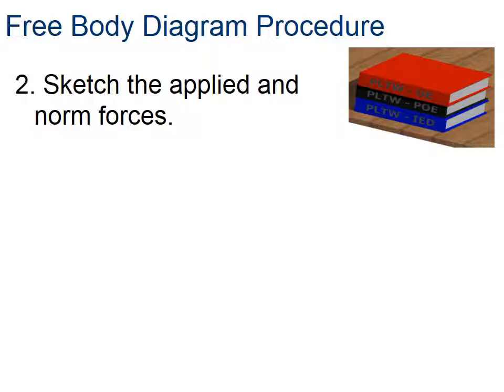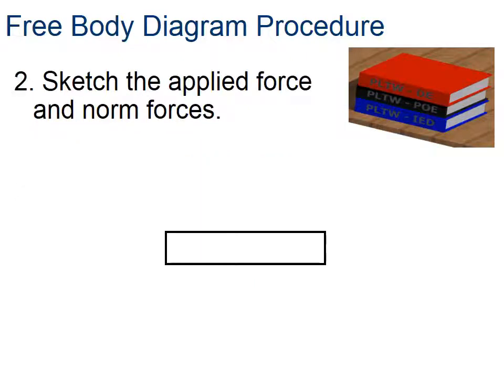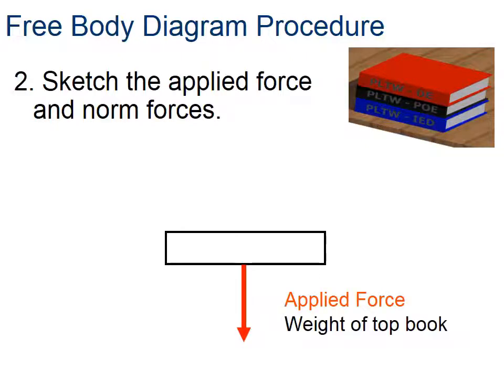Then the next step is to sketch the applied and normal force. Normal just means, in this case, perpendicular. Not that there are abnormal forces. Normal means perpendicular. A normal force is something that is perpendicular to the surface. The best explanation is to show it. If we have our book, we have the weight of the book, and it points down. The weight of the book is a force, and it's equal to the mass times gravitational acceleration.